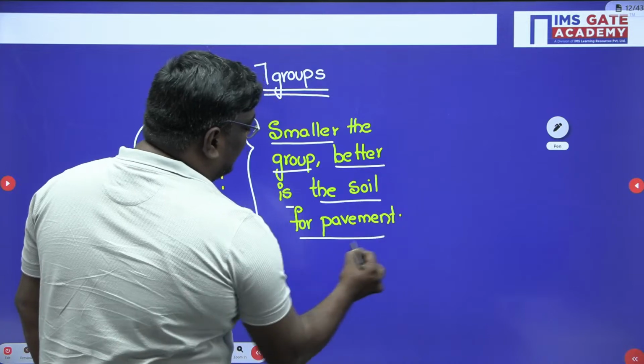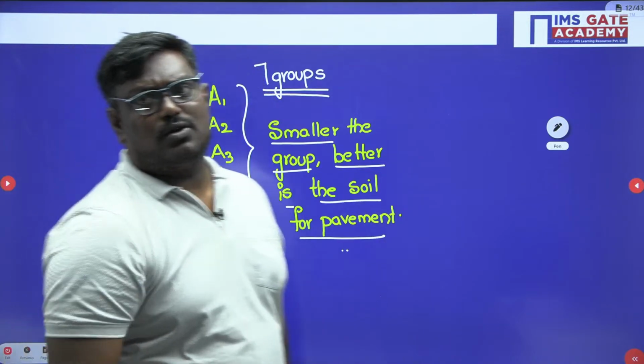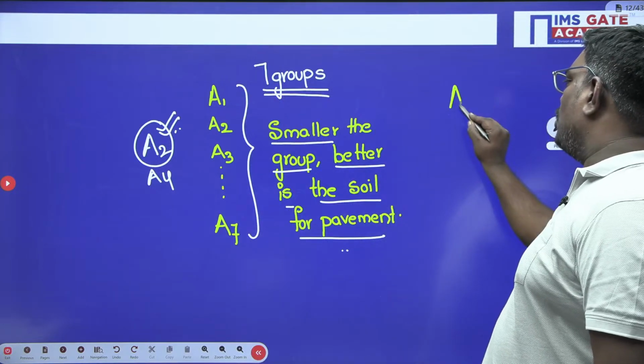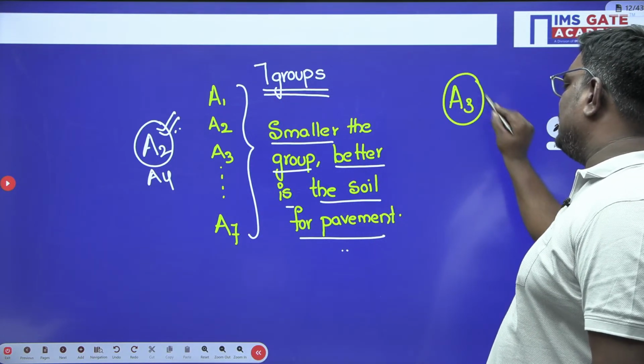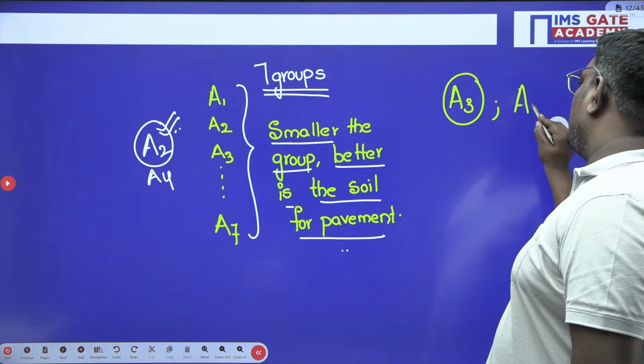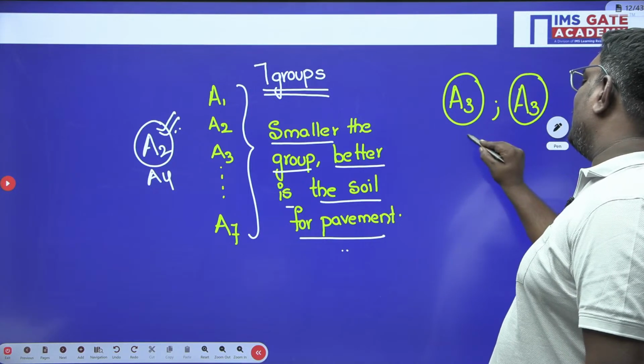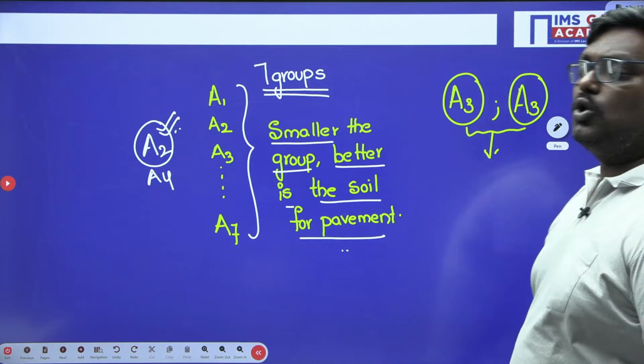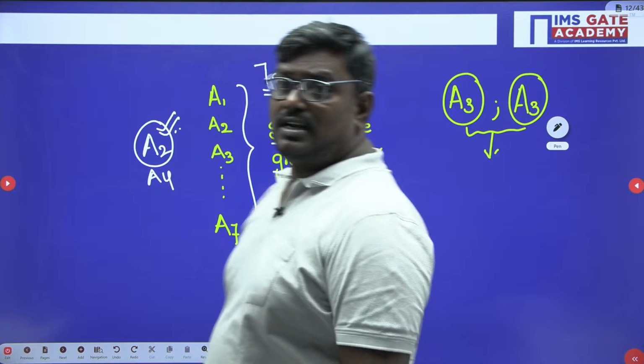Now immediately, my dear students, you will ask me one doubt. If both are having same group, suppose if you have identified A3 and I also identified a group called A3, then which is the best group? Then comes a concept called group index.